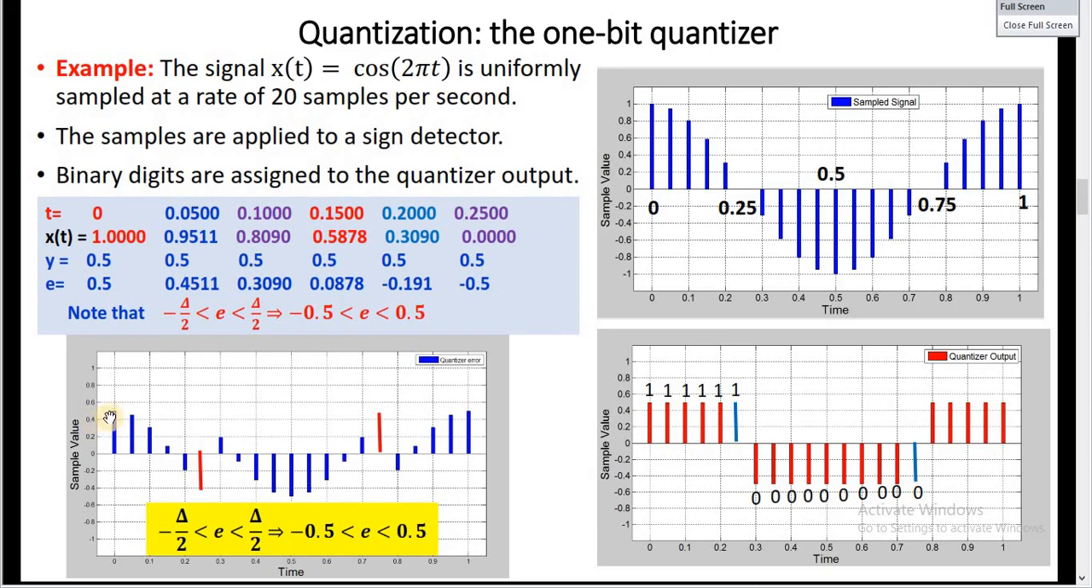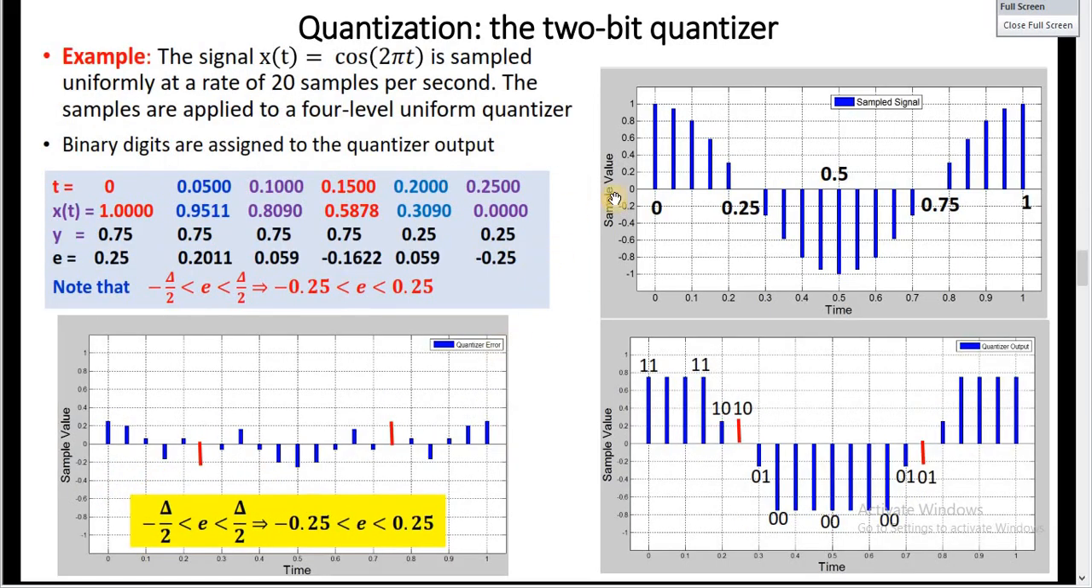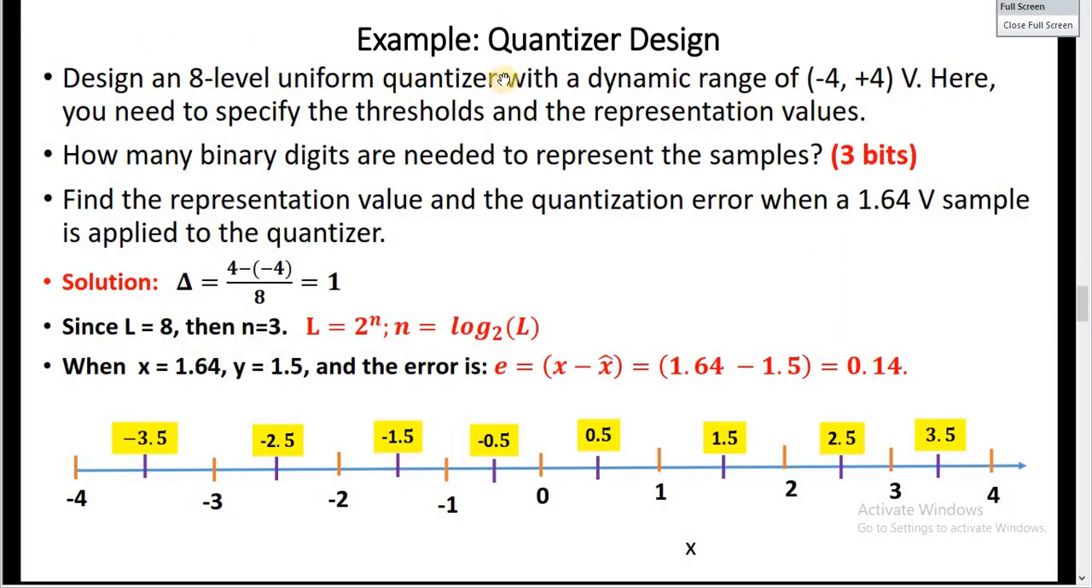In this example, the error is bounded between 0.5 and minus 0.5. In conclusion, as the number of quantization levels increases, the quantization error decreases. Example.